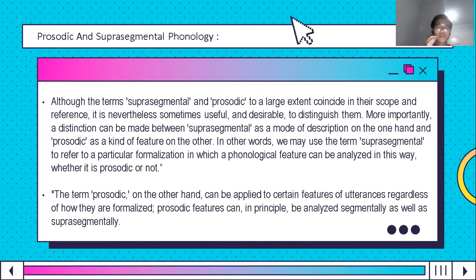In other words, we may use the term suprasegmental to refer to a particular formulation in which a phonological feature can be analyzed in this way, whether it is prosodic or not. The term prosodic, on the other hand, can be applied to certain features of utterances regardless of how they are formally analyzed. A prosodic feature can in principle be analyzed segmentally as well as suprasegmentally.